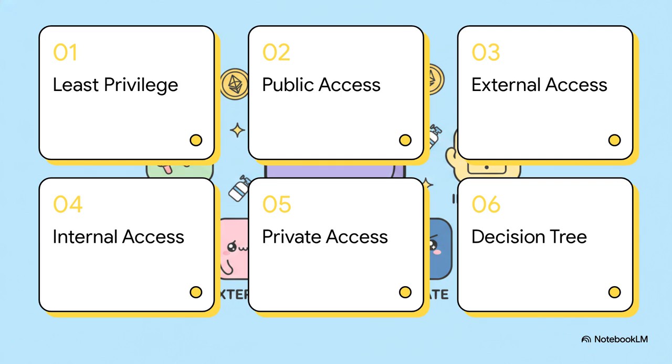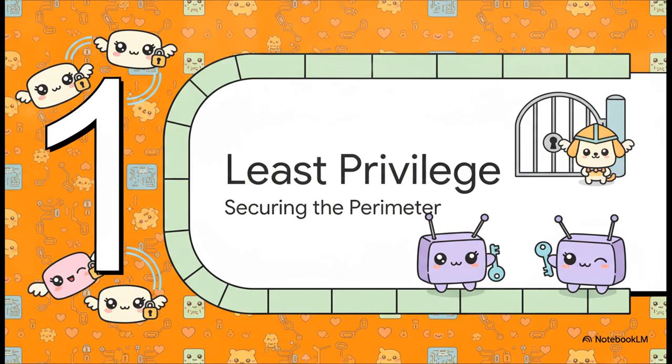1. Principle of least privilege. 2. Public, widest access. 3. External, the outside world. 4. Internal, family privileges. 5. Private, strictly hidden. And 6. The decision tree. Let's dive right in. Section 1. The principle of least privilege, securing the perimeter.